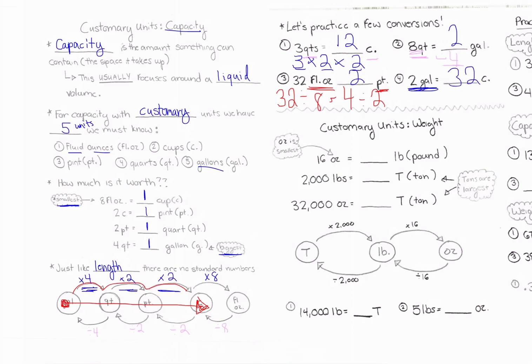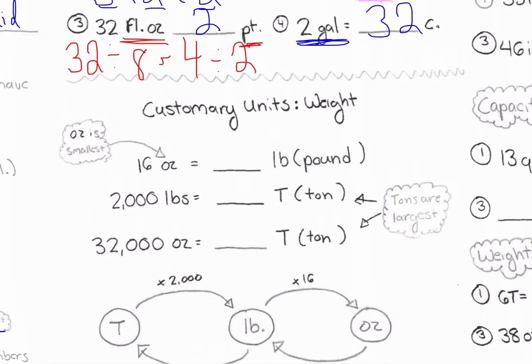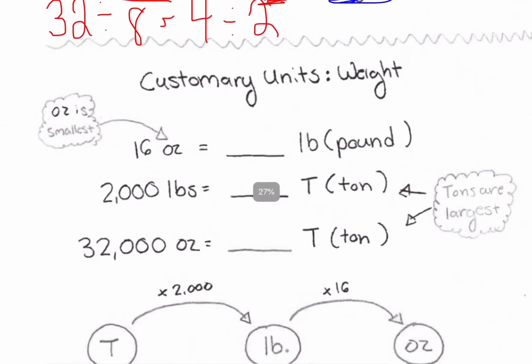Now let's get into a customary unit of weight, and because I won't need to go back to the first page, I can zoom in for this one. We're going to start with our smallest, which is our ounces. This is not fluid ounces. This is ounces like you're weighing something on a scale. You are not figuring out the volume of it. You're figuring out how heavy it is.